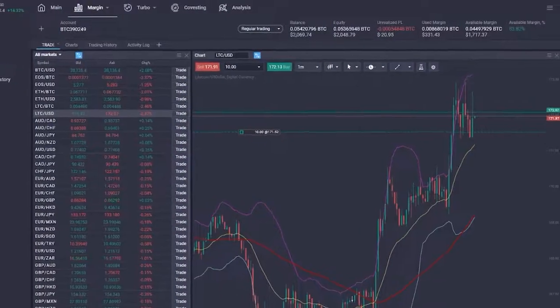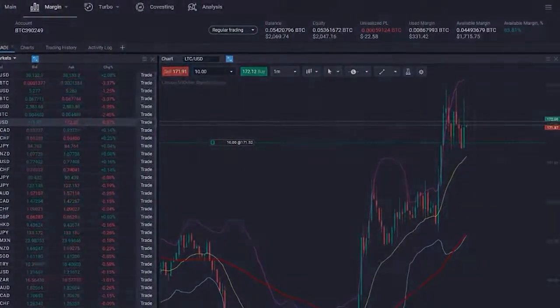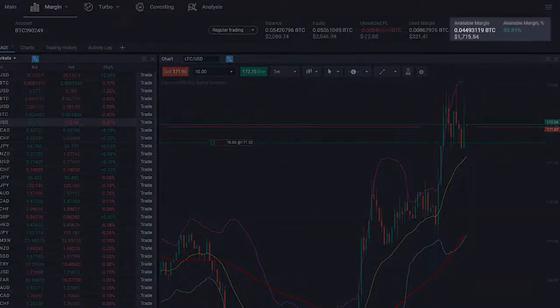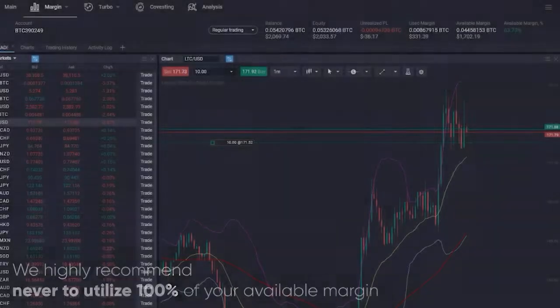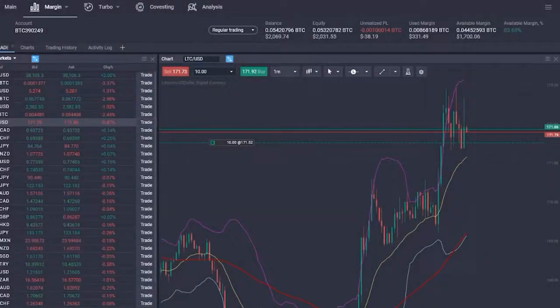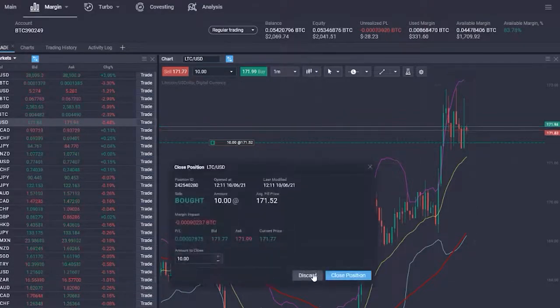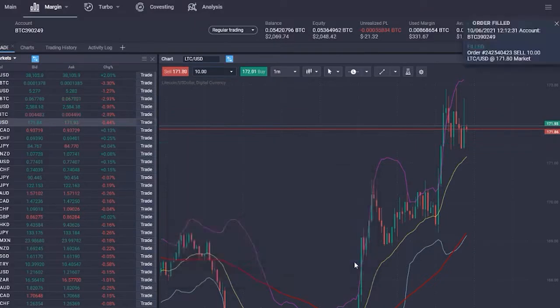When opening and maintaining positions, it's important to keep an eye on the available margin. Should your available margin drop below 0%, your trading positions may be automatically liquidated to ensure coverage of losses. We highly recommend never to utilize 100% of your available margin. You'll receive an intra-platform and email notification, which will warn you that your available margin is low and liquidation of positions may occur with further losses.